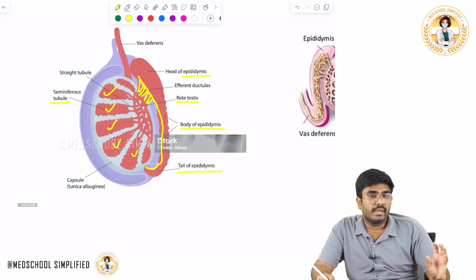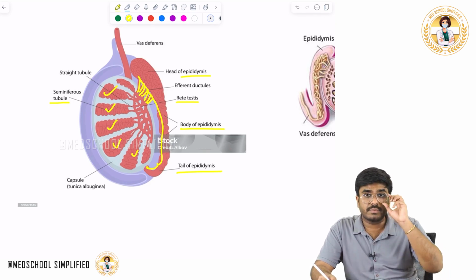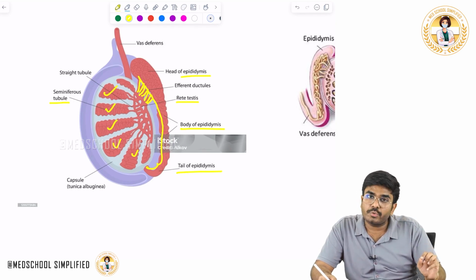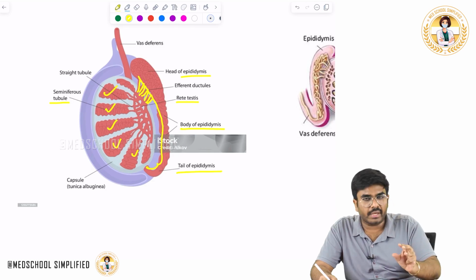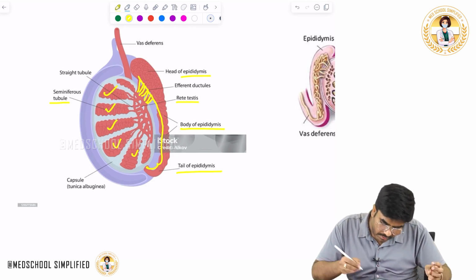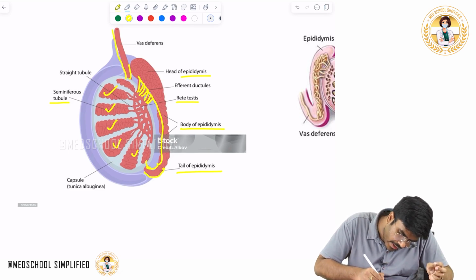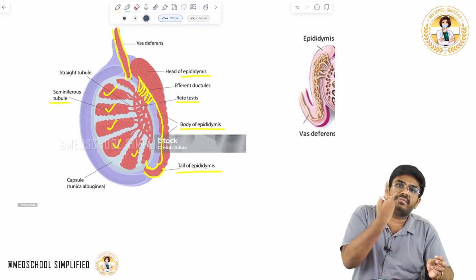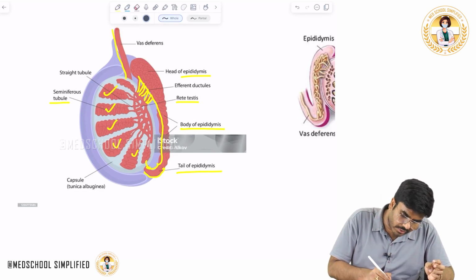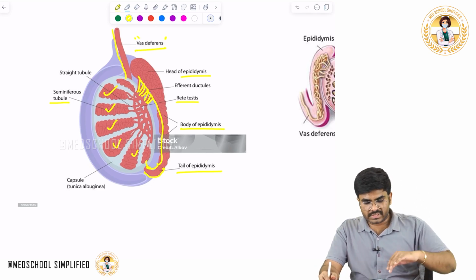So, tell me, inside the testis, you have seminiferous tubules, the place where sperms are going to get developed. Seminiferous tubules fuse and form the rete testis. Okay, they are all coming and forming the rete testis. The rete testis drains into the epididymis. Now, this is the tail of the epididymis, right? It continues as the vas deferens. From down, it continues as the vas deferens. So, the sperms go through the vas deferens. Okay, so this is the sperm pathway.